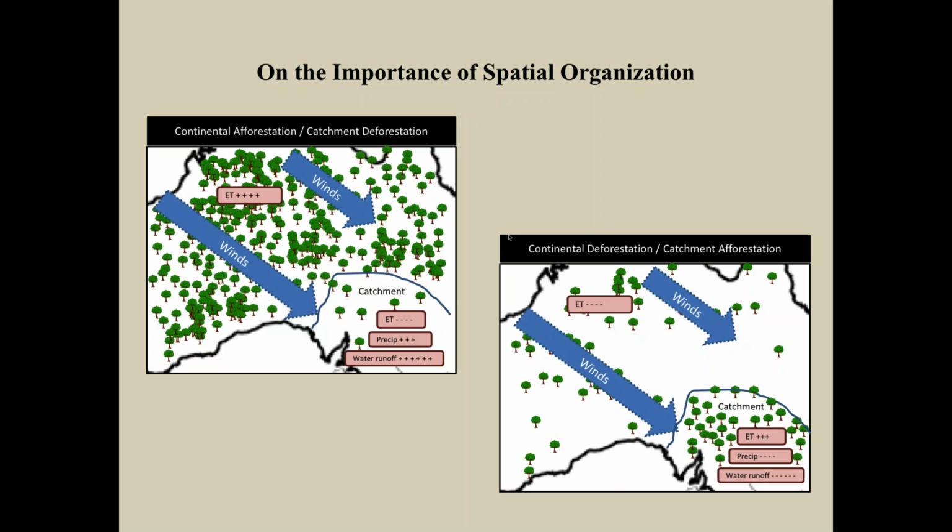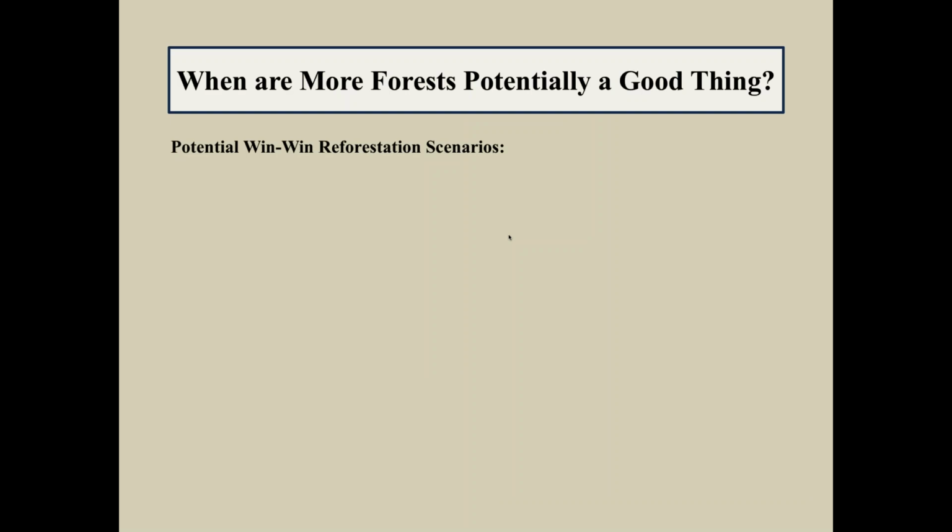If you take the example on the right, we do the reverse. We take away the forest cover in the upwind continental area, producing less evapotranspiration over those land surfaces, and we afforest the catchment. In this case, we have less precipitation coming in, and of course, more evapotranspiration going out of the catchment because we've increased the forest cover, and the impact on water availability is quite significant in this context. So you can imagine the situation where people are thinking about engaging in reforestation because they think that forests are good for water, but if they're not thinking in the larger context, you could have potentially very negative outcomes.